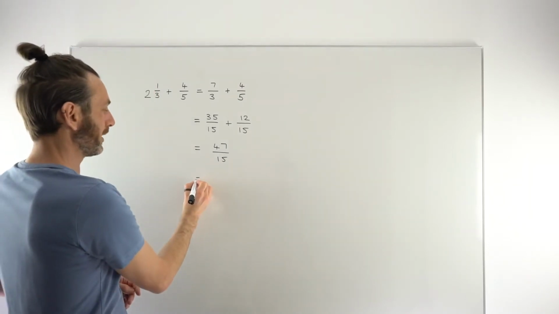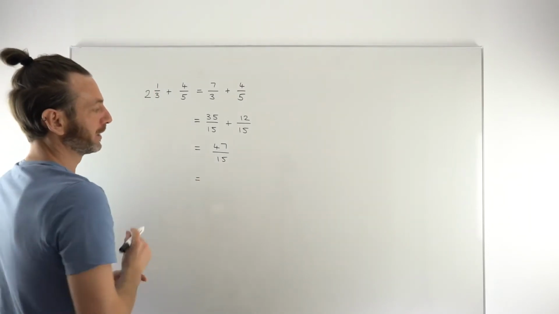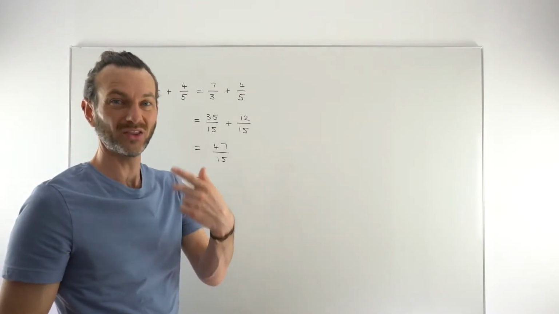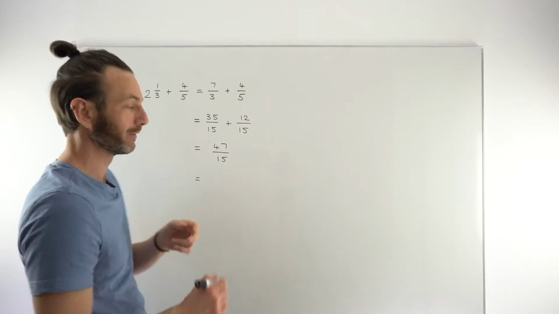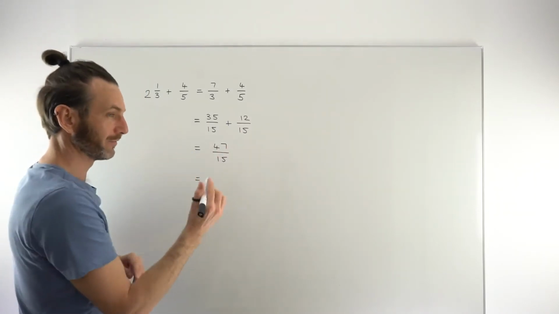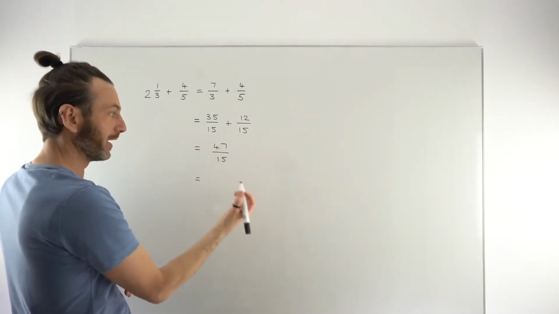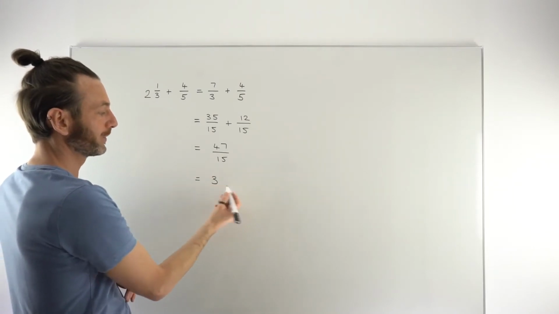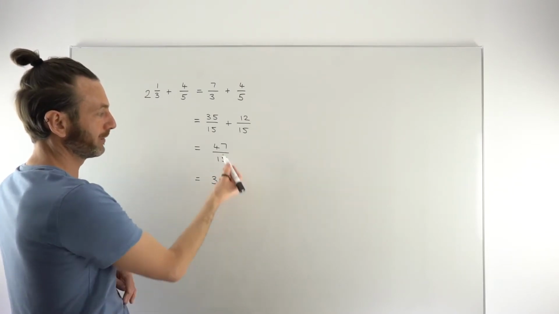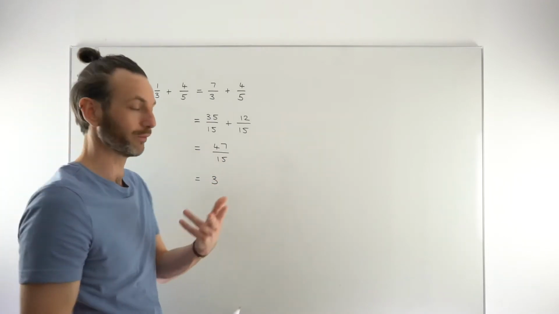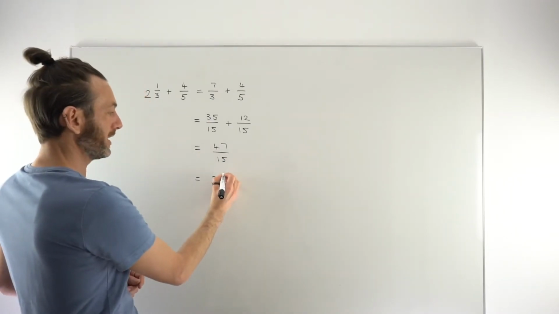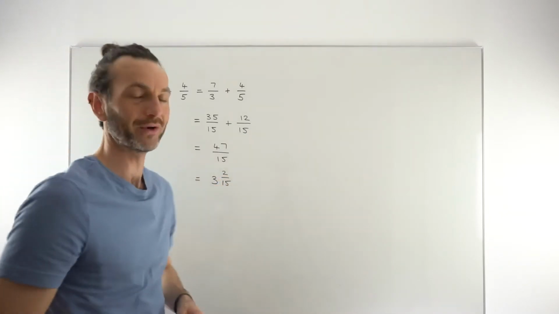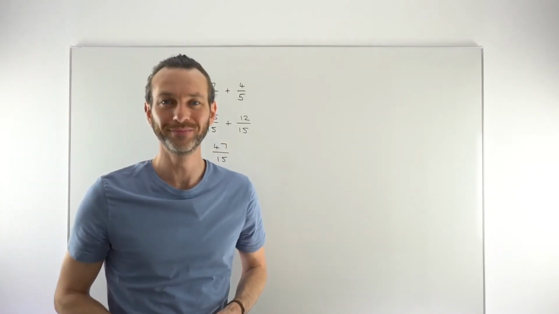So we achieve that by just thinking, well, how many 15s go into 47? So 2 15s is 30, 3 15s is 45. So 3 of them make 45, so it'll be 3 whole numbers, and we're left with 2, because 3 times 15 is 45, but we've got 47, so we're left over with 2. So it becomes 3 and then 2 15ths. And that's the final answer for that problem.